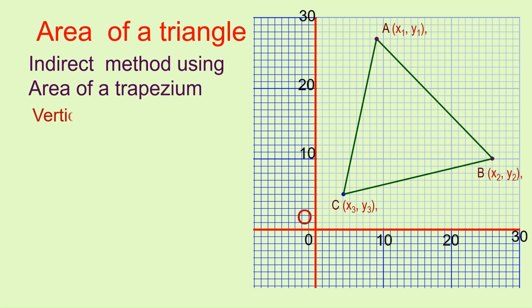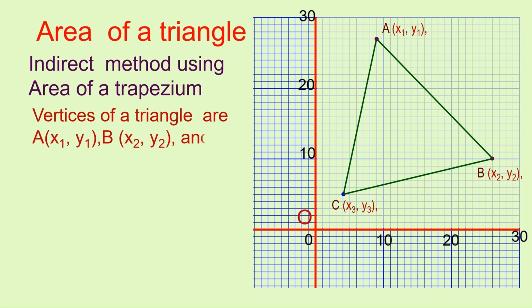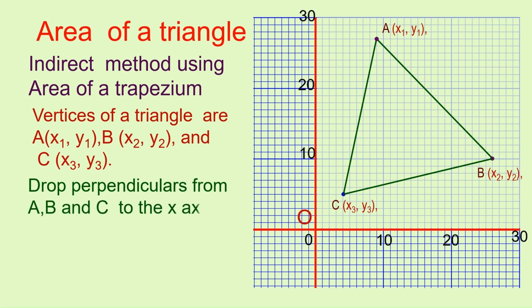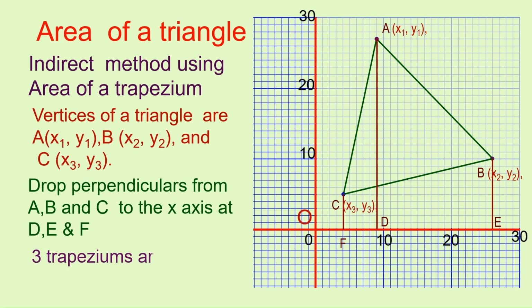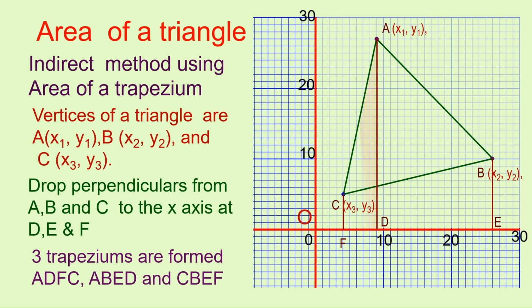Indirect method using area of a trapezium. Vertices of a triangle are A (x1, y1), B (x2, y2), and C (x3, y3). Drop perpendiculars from A, B, and C to the x-axis at D, E, and F. Note: 3 trapeziums are formed: ADFC, ABED, and CBEF.